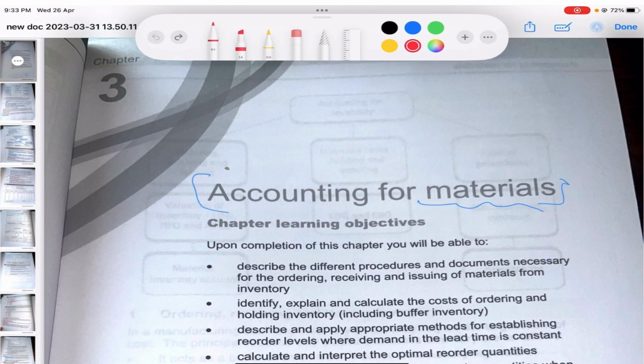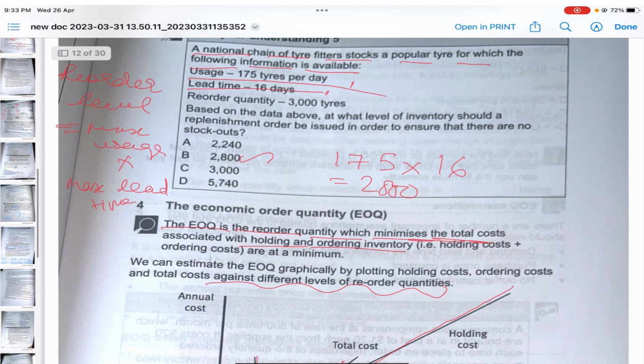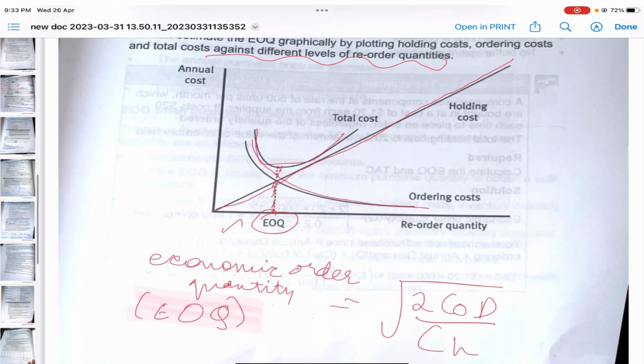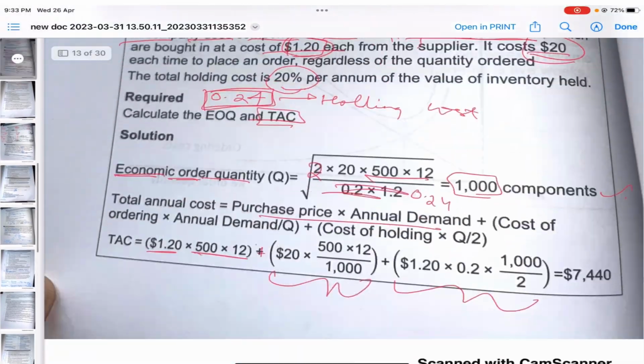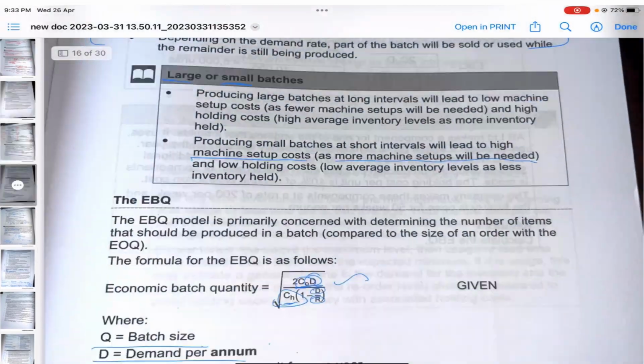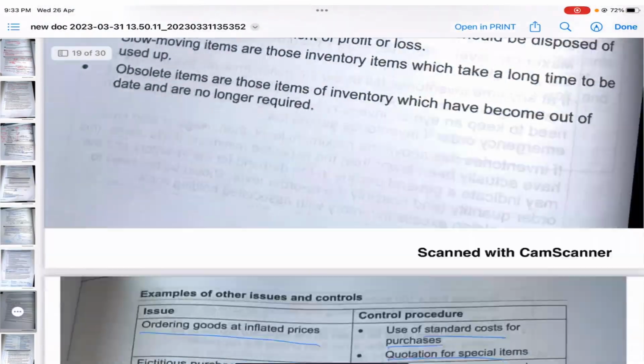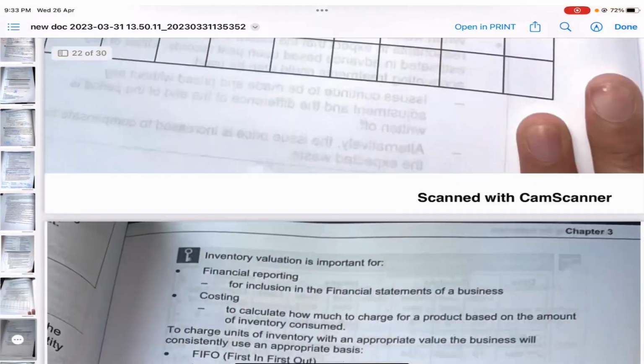In the previous parts, we have seen the economic order quantity. We also saw the EBQ, which is the economic batch quantity. And we saw all types of scenarios wherein we use the quantity discounts. Now we'll be beginning with the inventory calculation.